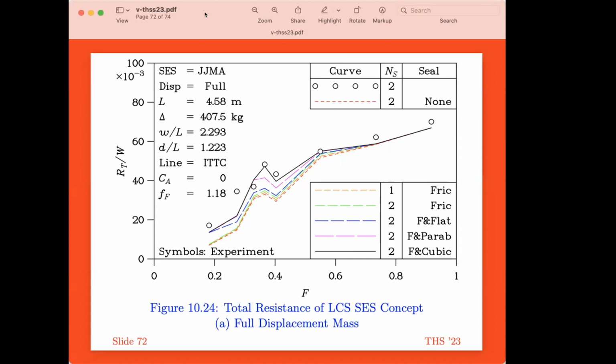And you as a kind of operator of surface ship should have good control on the running trim of the vessel.